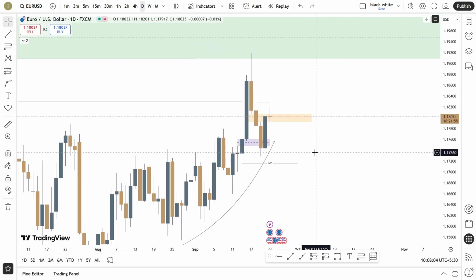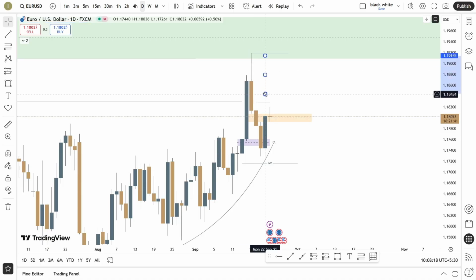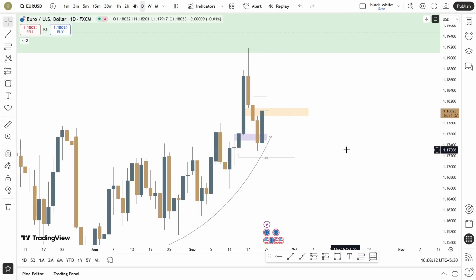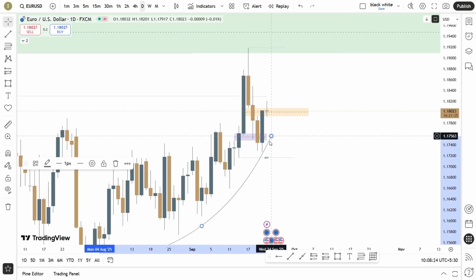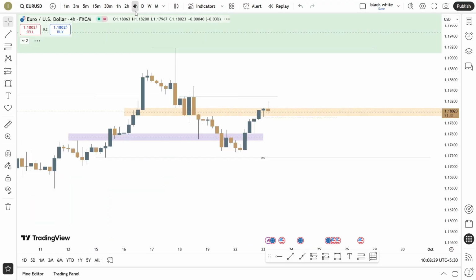And if not, then most likely this high will be a vulnerable high before the price takes this wick, unmitigated wick. So this is my current analysis about the chart, because we are still stuck in the range and nothing is much clear. Let's move to the 4 hours.